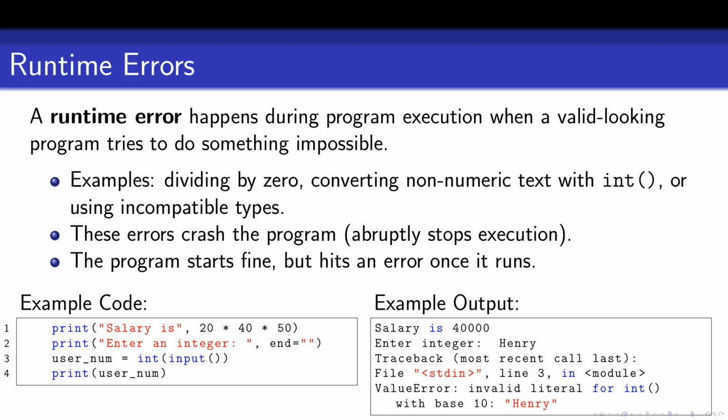In this example, the program runs smoothly at first, calculating and printing a salary. But when the user is prompted to enter a number and types the word Henry instead, Python crashes with a value error. Why? Because the int function can't convert letters into a number. The interpreter stops immediately and displays a traceback, which is Python's way of telling you what went wrong and where. Runtime errors are common, and they often come from unexpected input or unhandled edge cases. As you write more code, you'll get better at anticipating them, and eventually, you'll learn to handle them gracefully using error handling techniques.